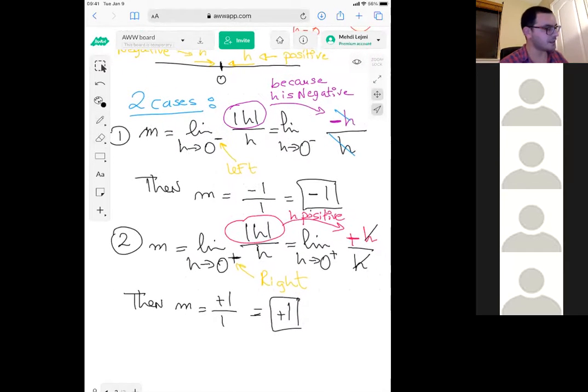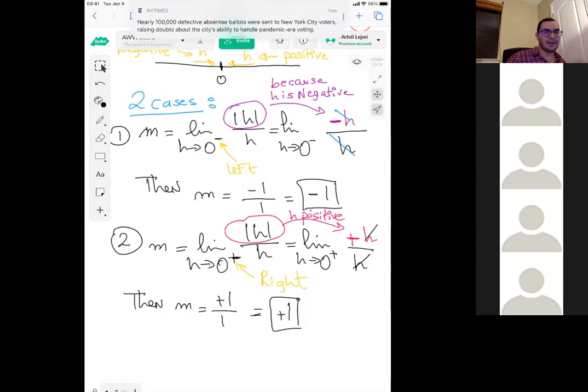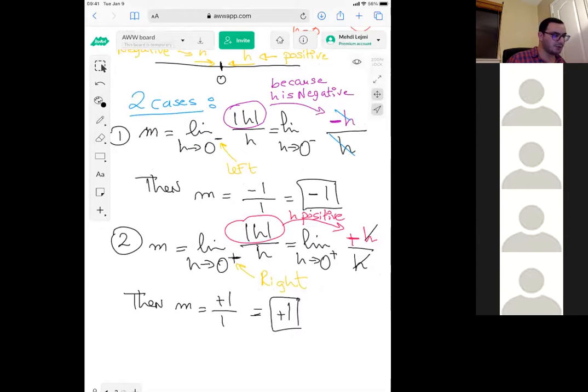So here you see m, our limit m. We have two cases. If you approach 0 from the left, you get -1. m would be -1. And if we approach 0 from the right, you get +1. So then the conclusion is that your m does not exist, because m is supposed to be the limit from both sides. But from the left, you get -1, on the right, you get +1. So they are different, right? They are not equal.